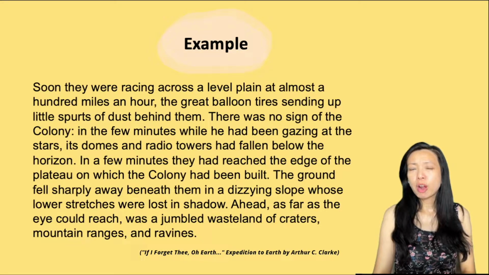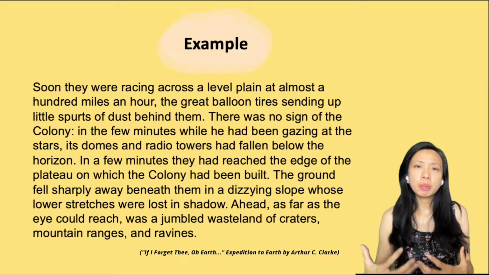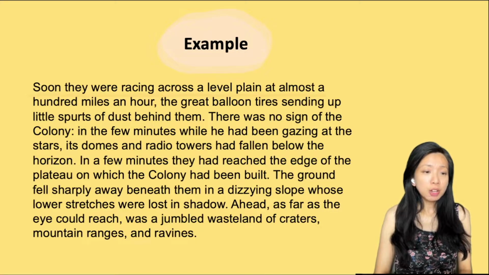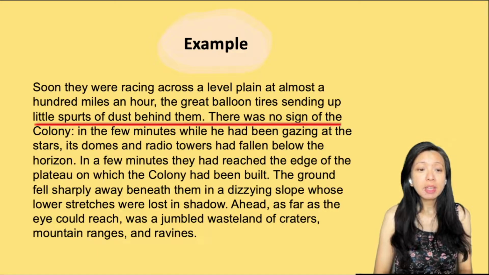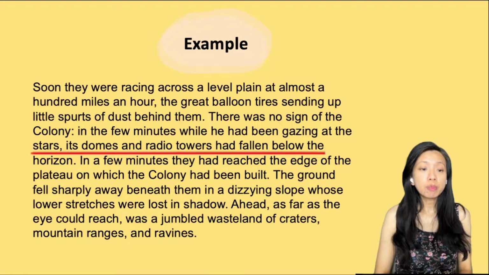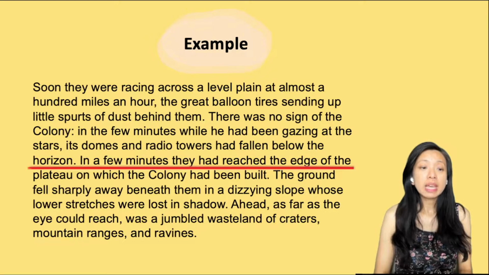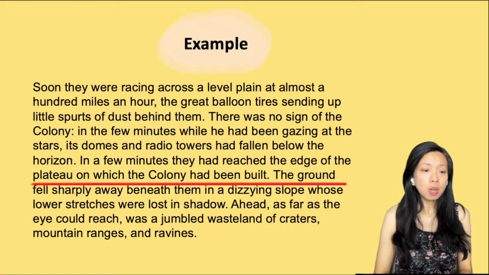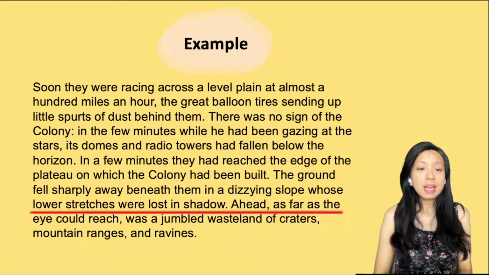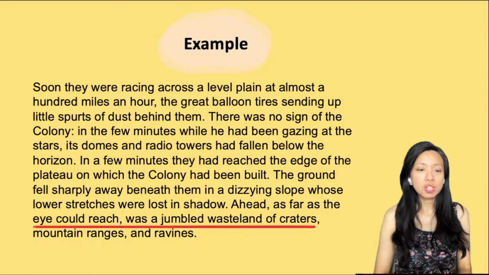So this is a pretty long paragraph. I'm going to read the whole paragraph for you just to give you a little bit of context to the situation. Soon, they were racing across a level plain at almost 100 miles an hour. The great balloon tires sending up little spurts of dust behind them. There was no sign of the colony. In a few minutes, while he had been gazing at the stars, its domes and radio towers had fallen below the horizon. In a few minutes, they had reached the edge of the plateau on which the colony had been built. The ground fell sharply away beneath them in a dizzying slope whose lower stretches were lost in shadow. Ahead, as far as the eye could reach, was a jumbled wasteland of craters, mountain ranges, and ravines.